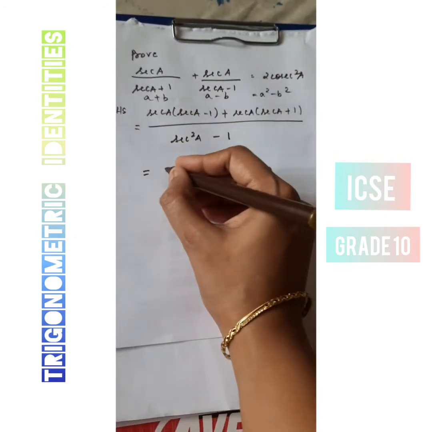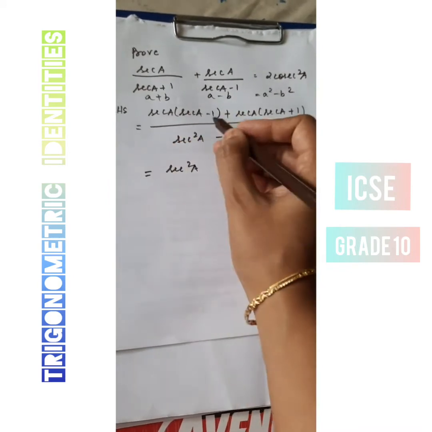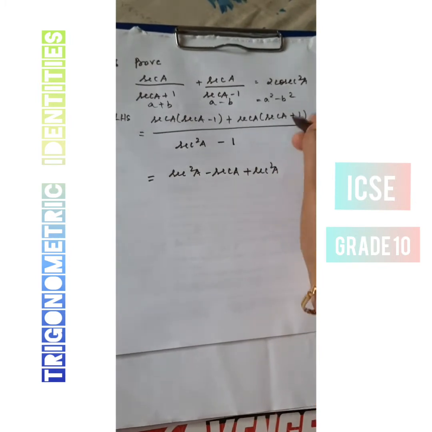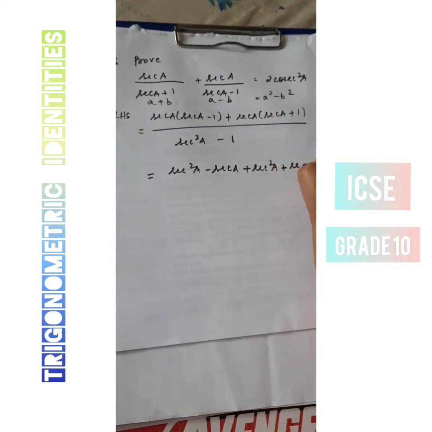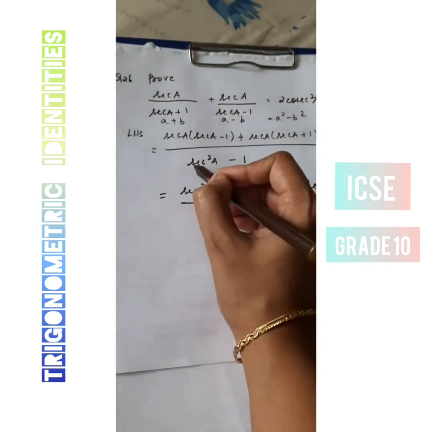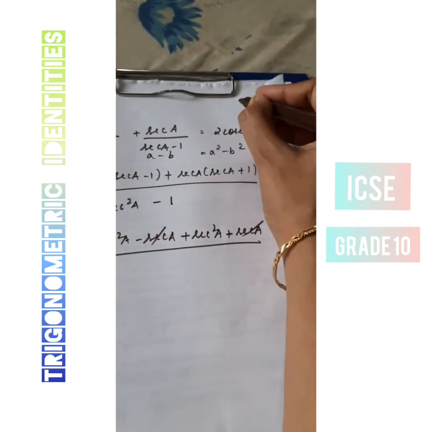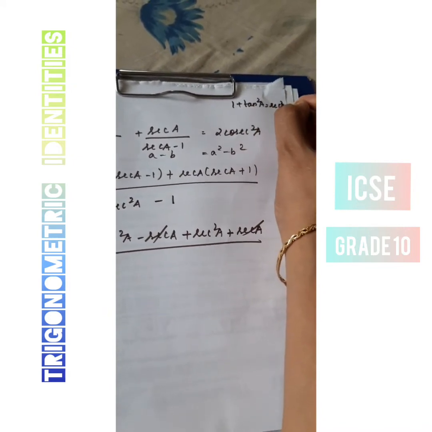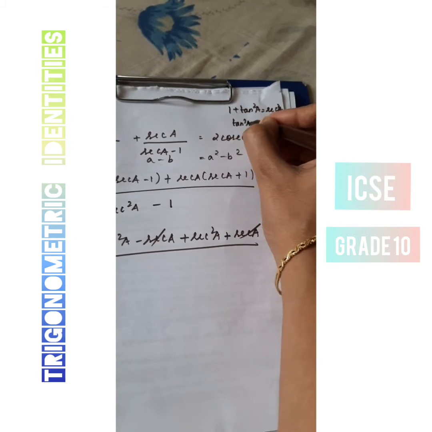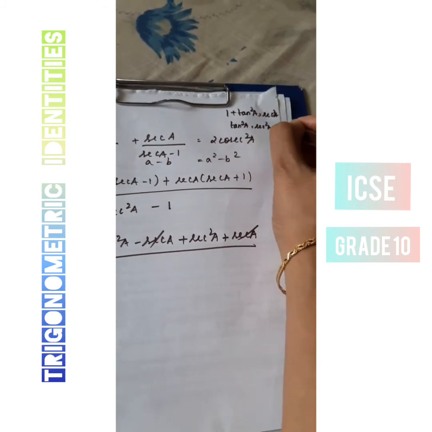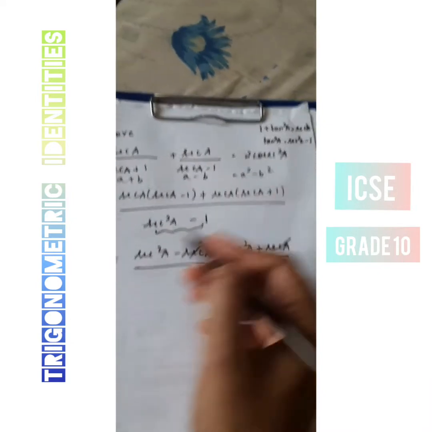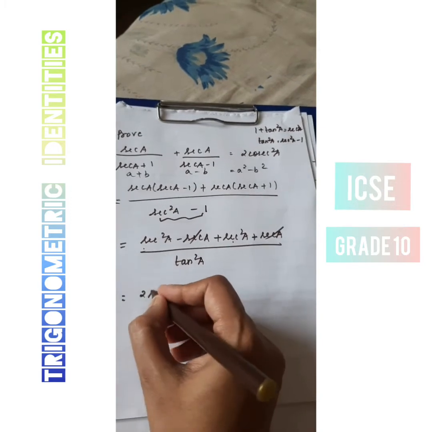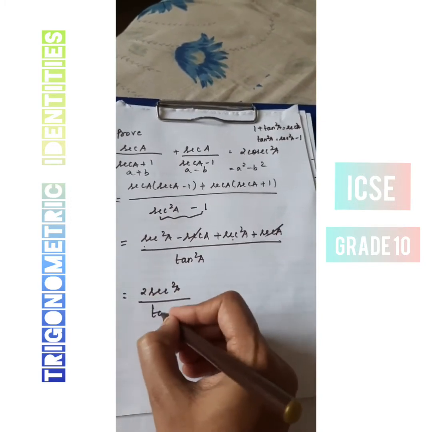So secant square a minus secant a plus secant square a plus secant a. So both secant a will go off. Then secant square minus 1 is tan square. So we know the identity 1 plus tan square equals secant square, and by rewriting it, the denominator can be replaced with tan square a. So now we have 2 secant square a in the numerator by tan square a.